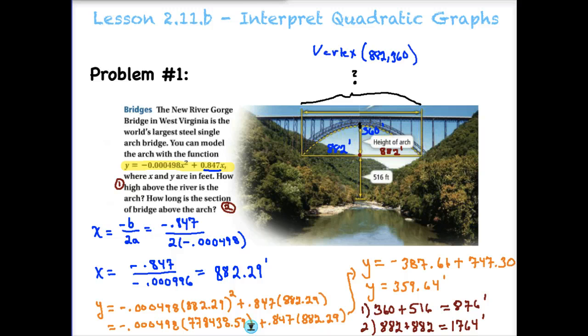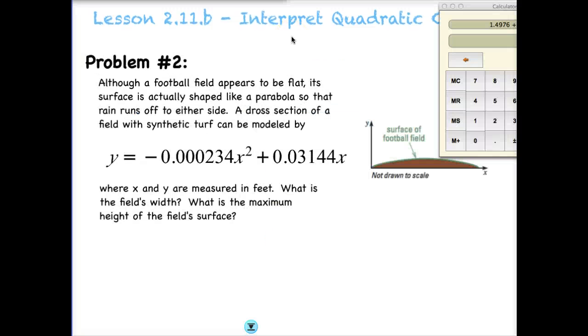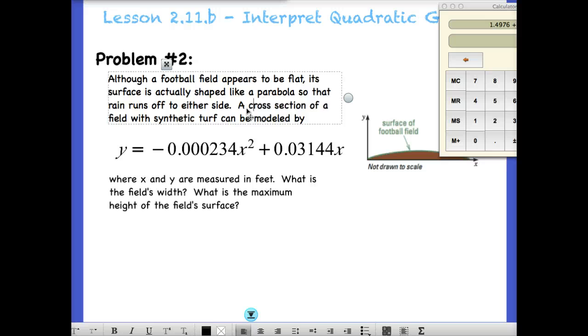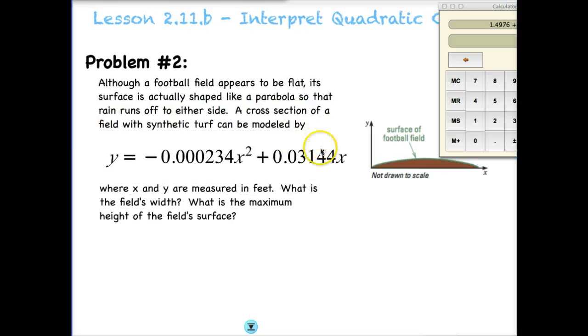Let's try another example. In problem number 2, it says that although a football field appears to be flat, its surface is actually shaped like a parabola, so that rain runs off to either side. And you can see an image of this right here. A cross-section of a field with synthetic turf can be modeled by this equation right here, where x and y are measured in feet.